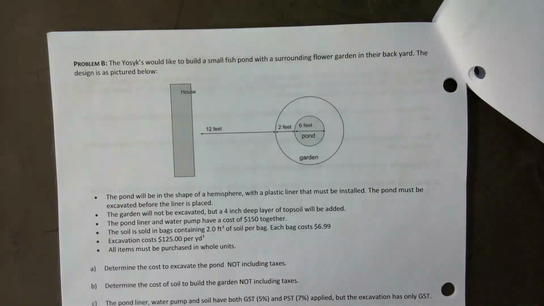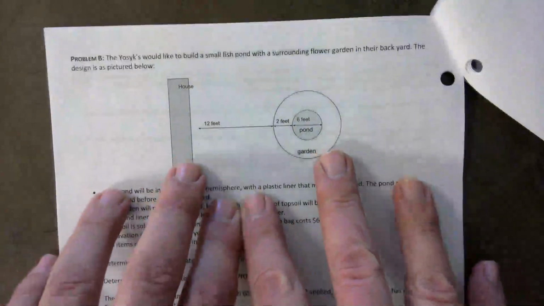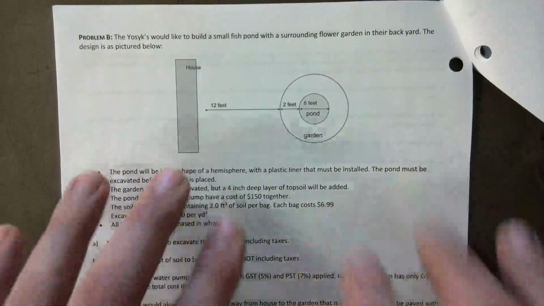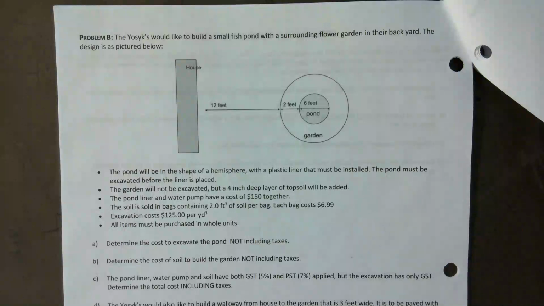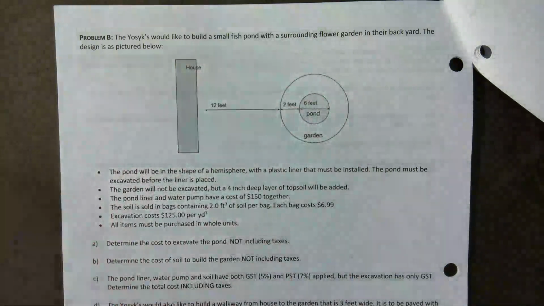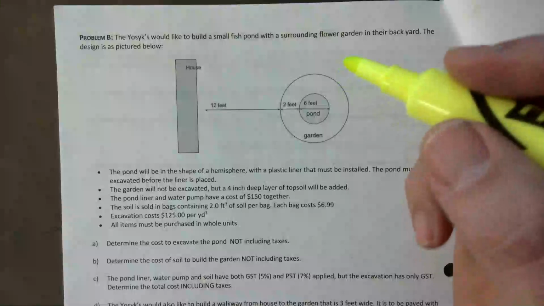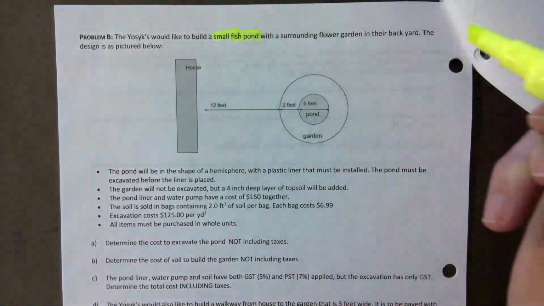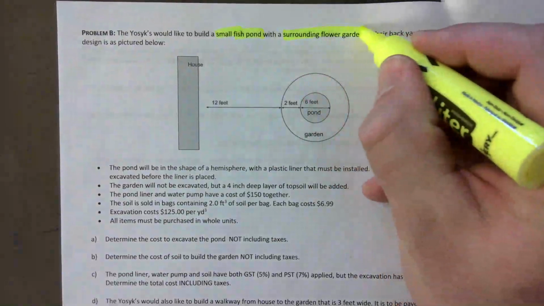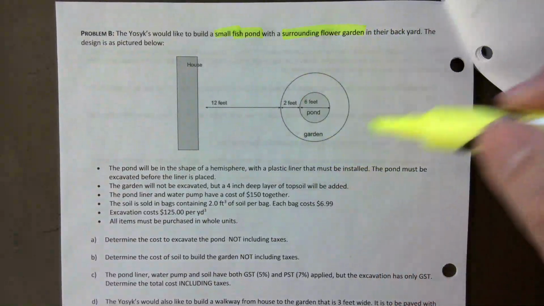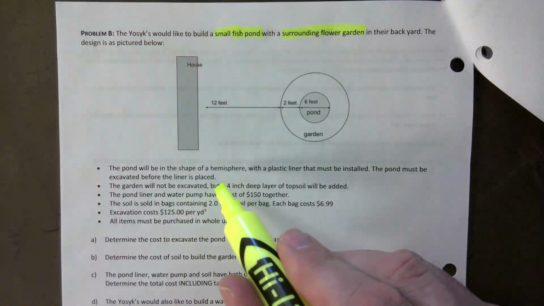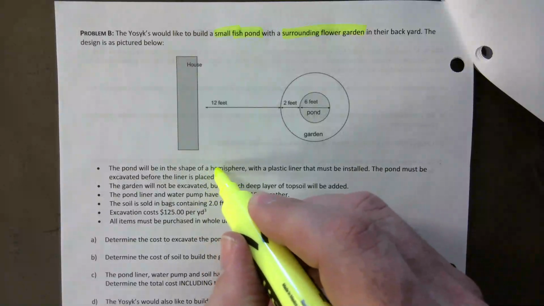This is actually based on an old exam question. We're asking you more than what was asked on that exam, but this diagram and everything is very similar. Okay, so we're building a small fish pond, and then we have a surrounding flower garden as pictured here. The design is pictured. The pond will have the shape of a hemisphere. That is very important, right?